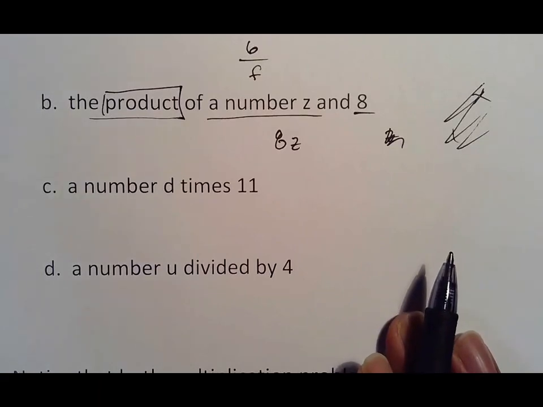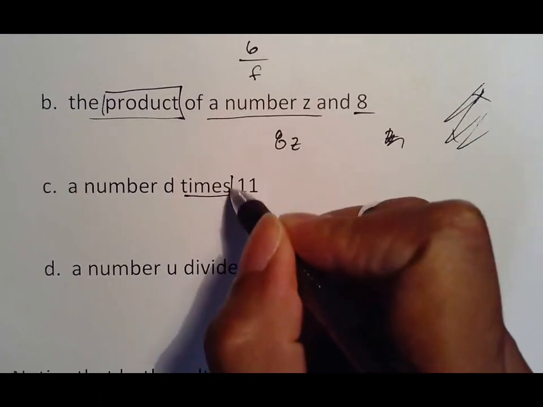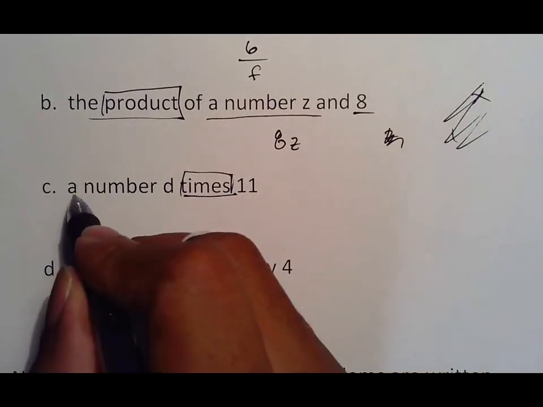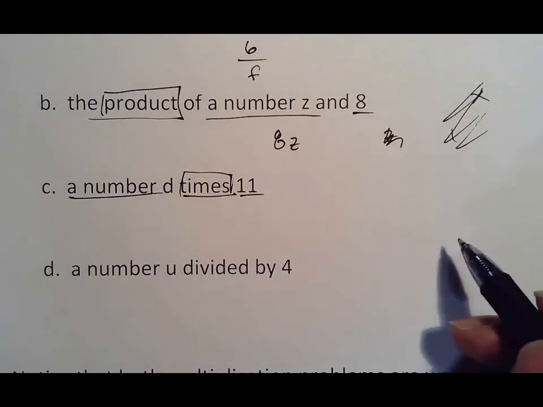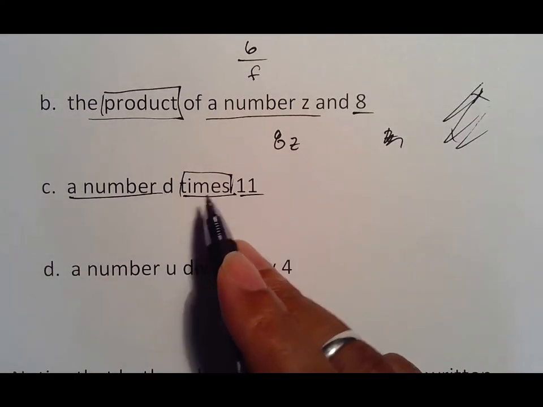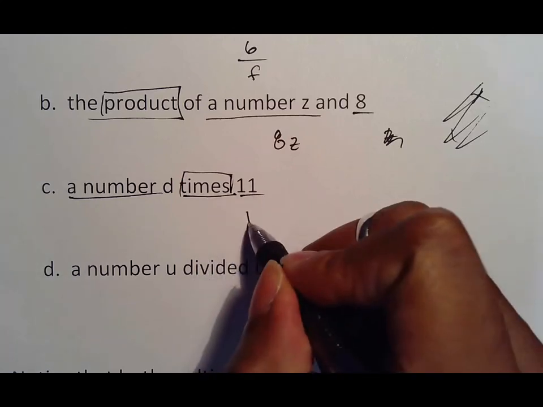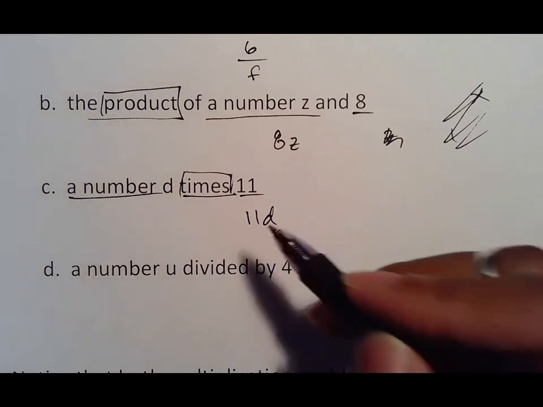A number d times 11. So times is my word. I understand that means multiplication. I have a number d times 11. Again, because this is multiplication, it doesn't matter what's stated. 11 goes first. D goes after it. 11d.